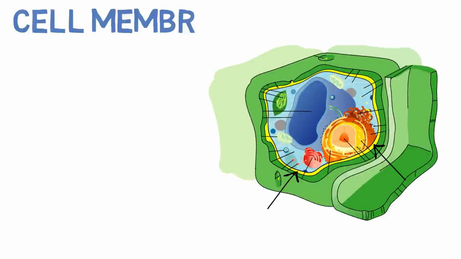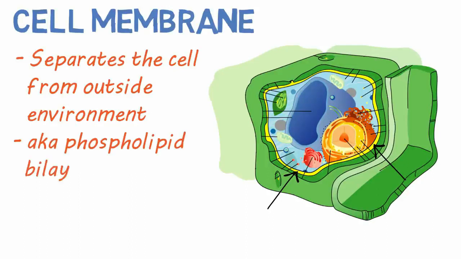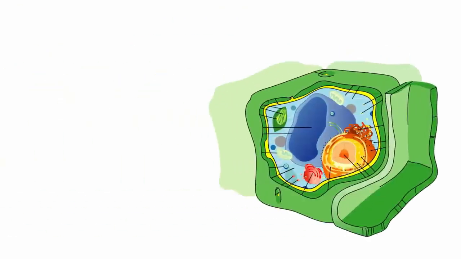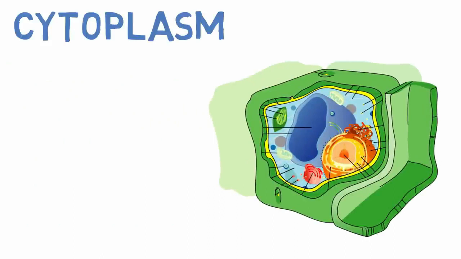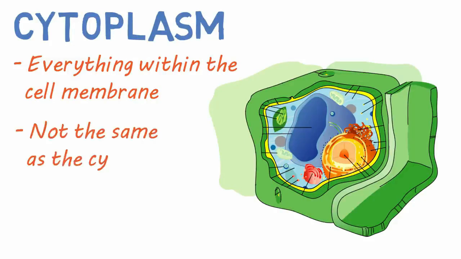The cell membrane is what separates the cell from the environment outside the cell. It is also known as the phospholipid bilayer and has various structures to allow for selective inflow and outflow of water and other molecules and compounds. Next is the cytoplasm. The cytoplasm is everything within the confines of the cell membrane, including all organelles, proteins, and other structures. This is not the same as the cytosol, which is the fluid these organelles move around in.